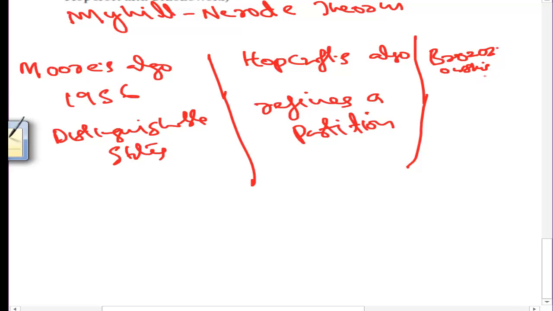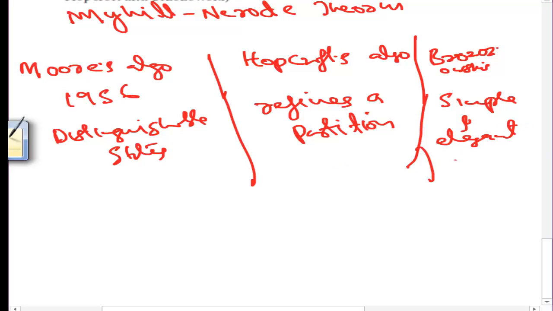And in Brzozowski's algorithm, what we do is we have our DFA and we reverse our transitions to get an NFA, and then we convert that NFA back to a DFA, and that will help us in minimizing the DFA. And this is actually very simple and elegant.